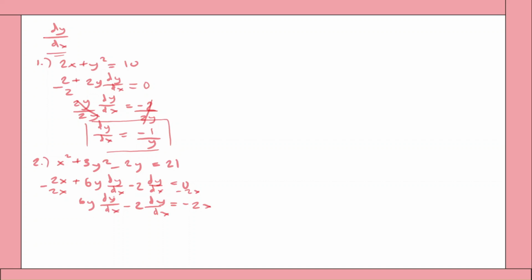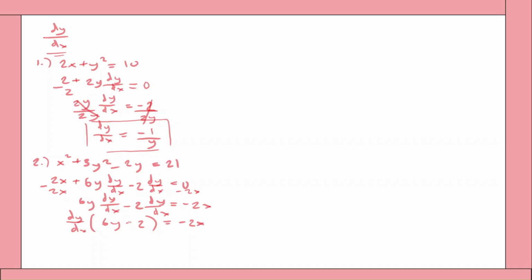Now what do we do here? Well, we want to factor out a dy dx from this. So we would factor out a dy dx. So this would be a 6y that's left over. This would be a 2, and we would still have this negative 2x on the end.